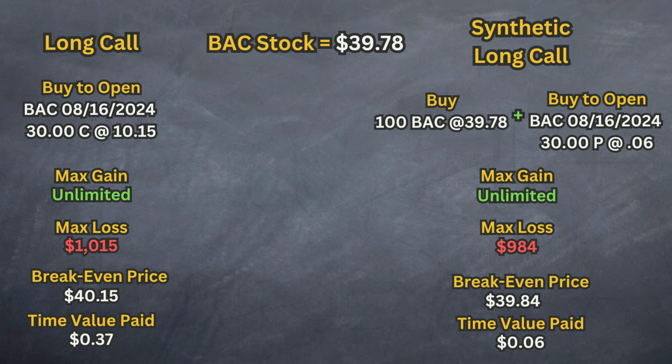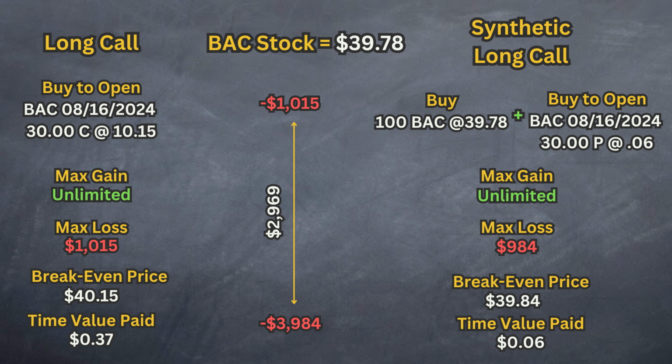At this point, it looks like the long call is at a disadvantage, but what we haven't looked at yet is that cash difference we talked about in the previous example. The long call will cost $1,015 and the synthetic will cost $3,984, a difference of $2,969. The options market will price in this cash difference using the risk-free rate, which is why that 31-cent difference in time value exists. That is approximately how much interest you would earn on that $2,969 for the remaining duration of the option.